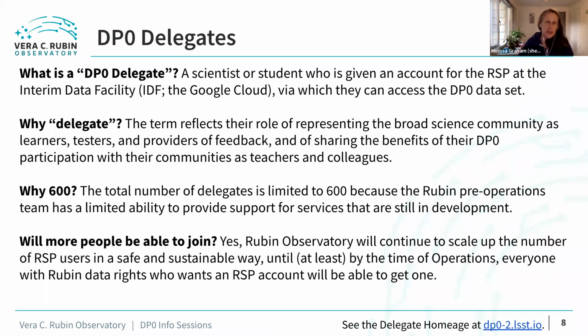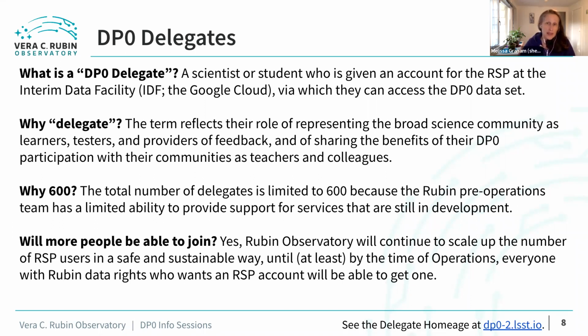The term DP0 delegate is used a lot, and it refers to a scientist or student who is given an account in the RSP, via which they can access the DP0 dataset. The term reflects their role of representing the broad science community as learners, testers, and providers of feedback, and of sharing the benefits of their DP0 participation with their communities as teachers and colleagues.